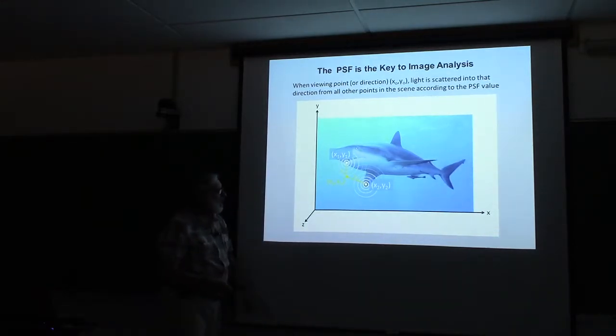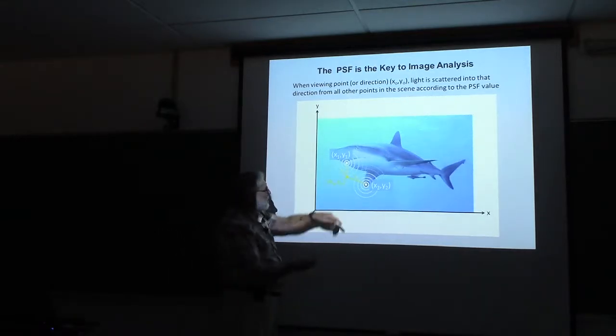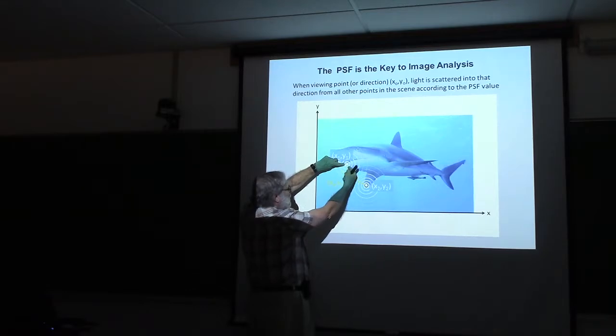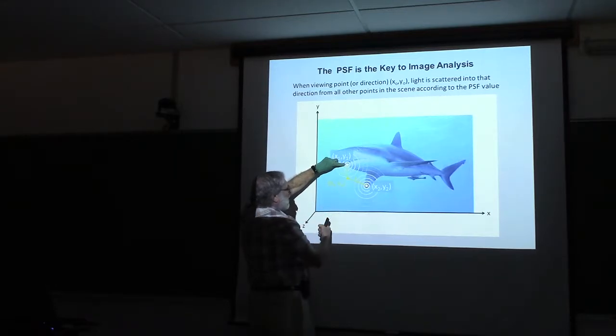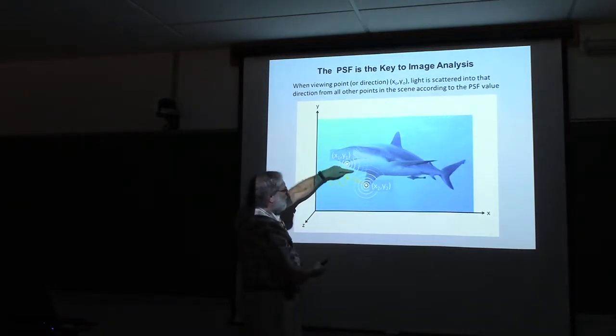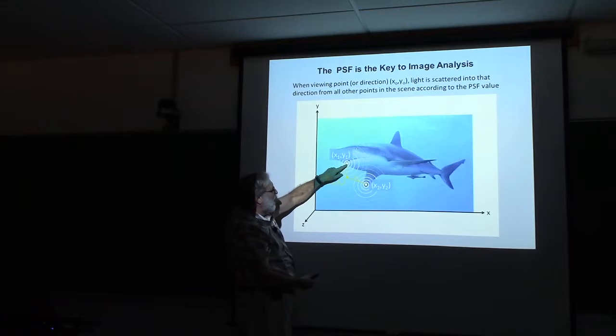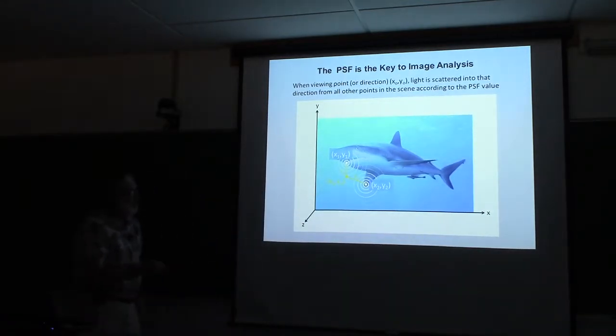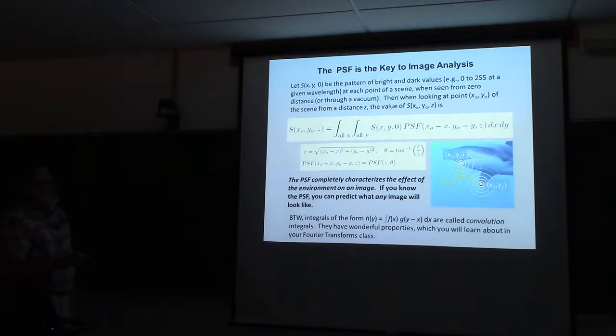So if you're in close, let's say I'm looking at this point here, the point spread function's high. So a lot of the light from here gets scattered over to right next to it, and I see it. If I'm further away, the point spread function is less, and this point makes less and less contribution as I go further away. So the really fundamental key to what's called image analysis is this.